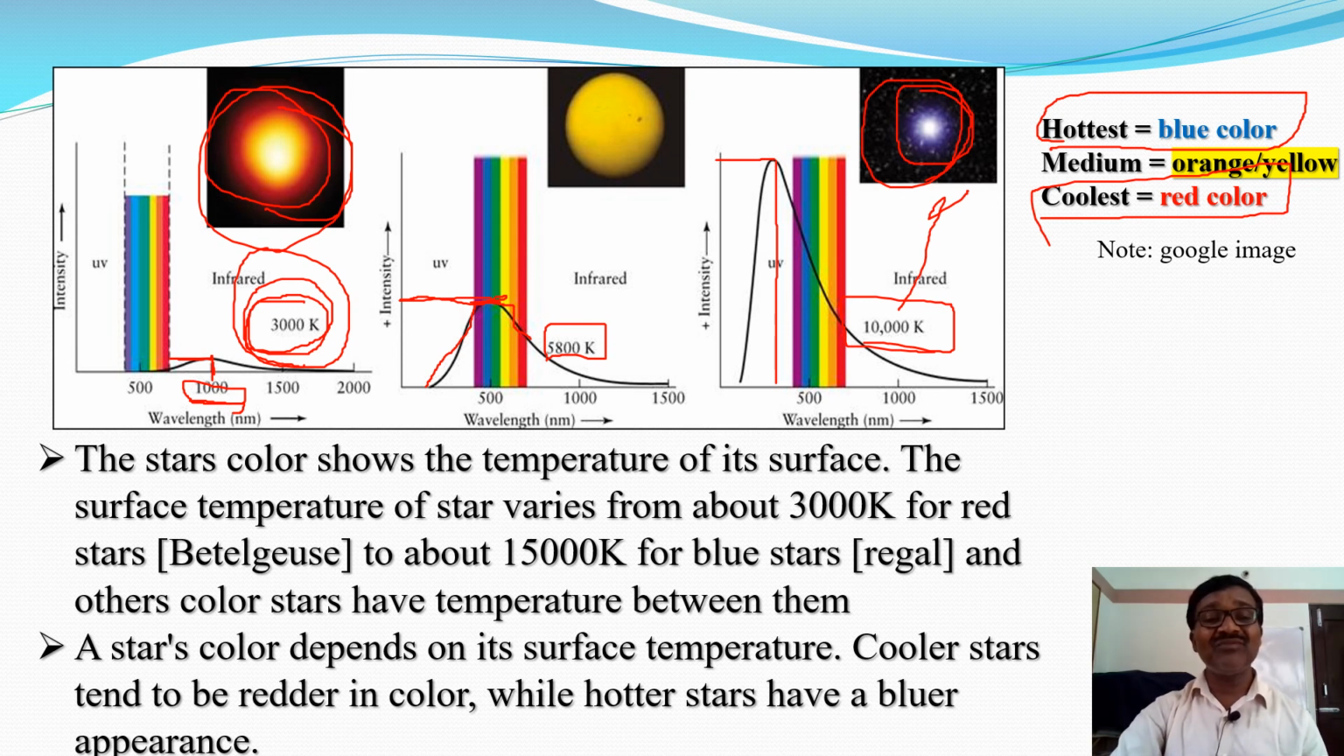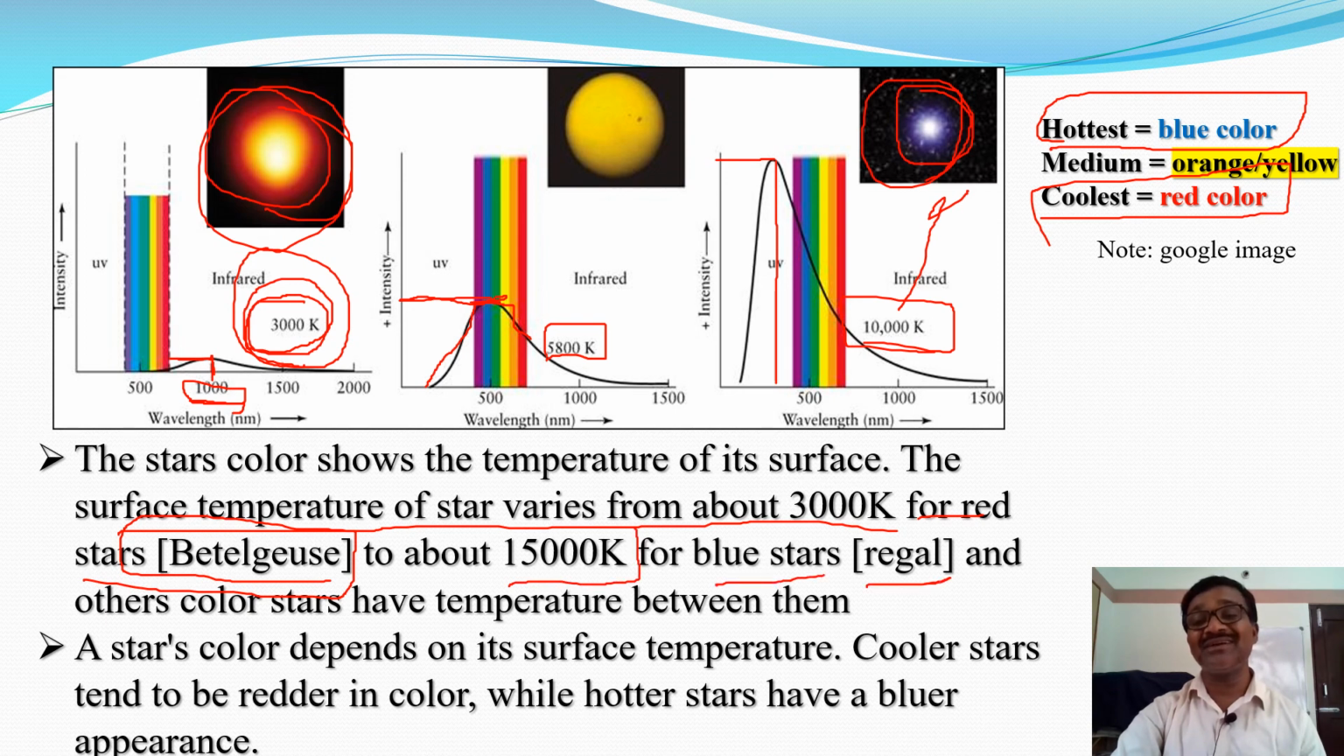Therefore, the surface temperature of stars varies from 3000 Kelvin for red stars, such as Betelgeuse, one of the best red giant stars, to 15,000 Kelvin for blue stars, such as Rigel, and other colored stars have temperatures between these two, red and blue.